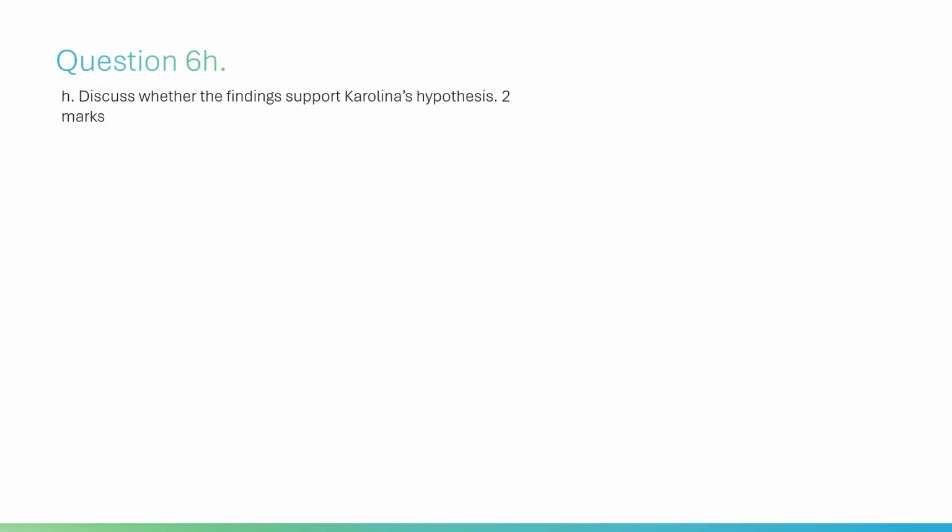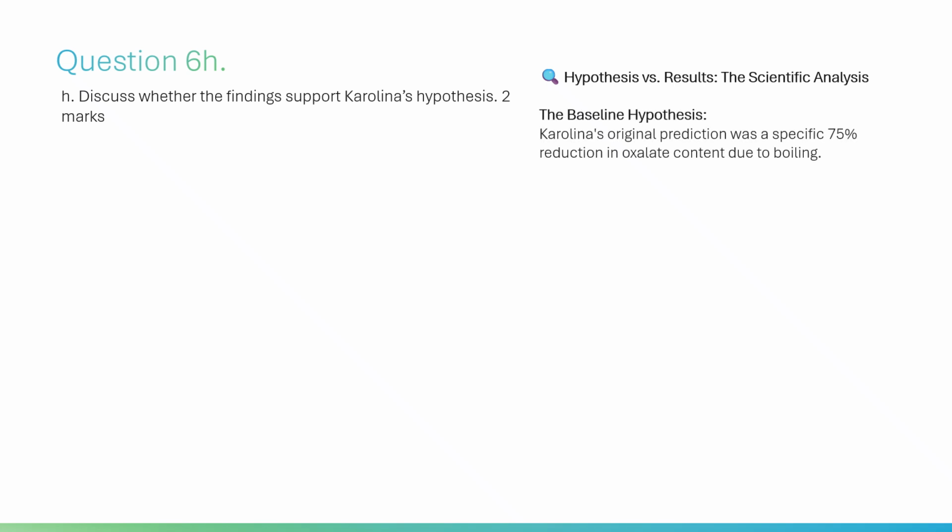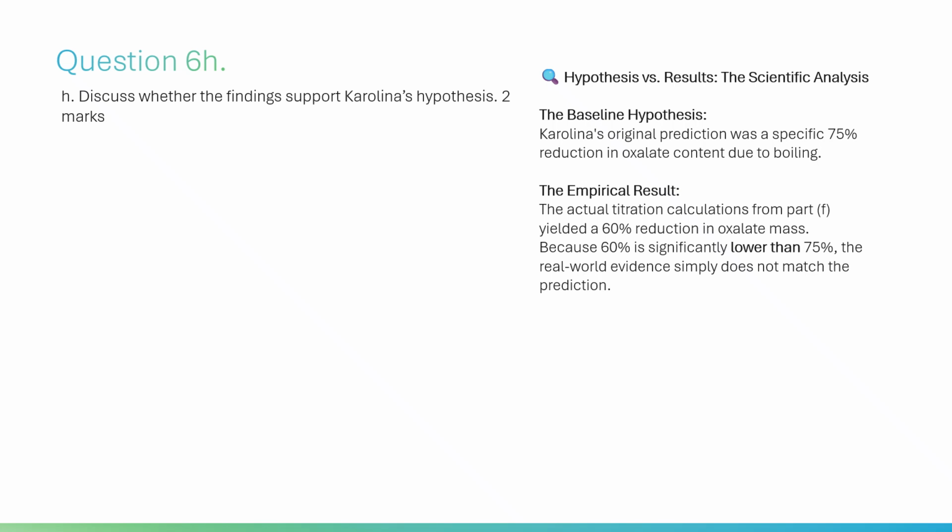Hypothesis versus results, the scientific analysis. The baseline hypothesis. Karolina's original prediction was a specific 75% reduction in oxalate content due to boiling. The empirical result. The actual titration calculations from Part F yielded a 60% reduction in oxalate mass. Because 60% is significantly lower than 75%, the real-world evidence simply does not match the prediction. Therefore, the findings do not support the hypothesis.